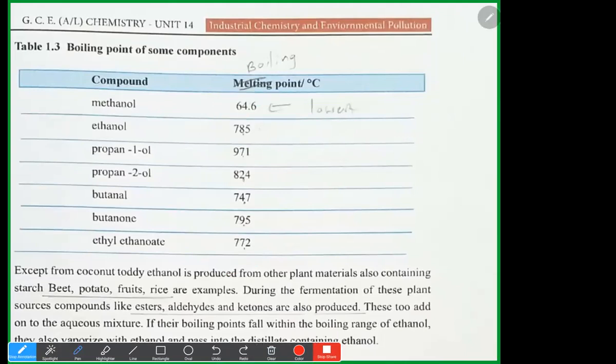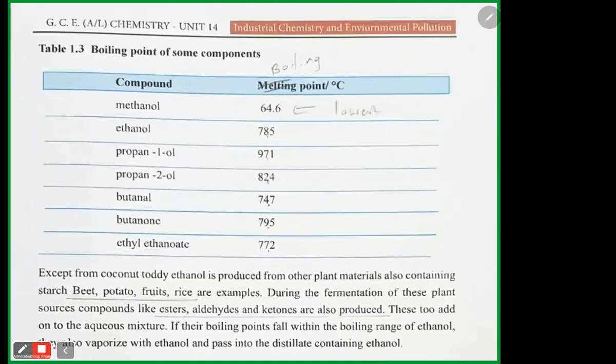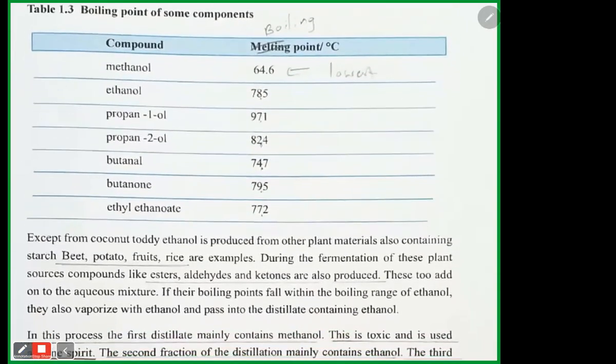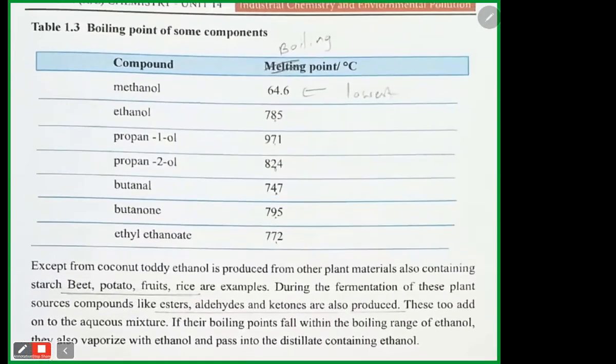Sometimes with illegal arrack, people die because they are not separating this part. Methanol is so poisonous to our body. That's why sometimes people are dying by drinking these illegal alcohols.